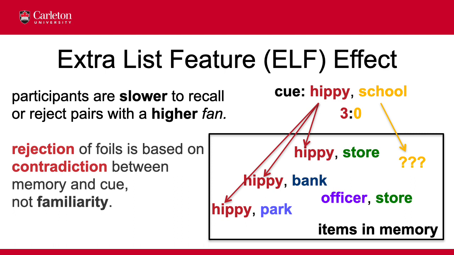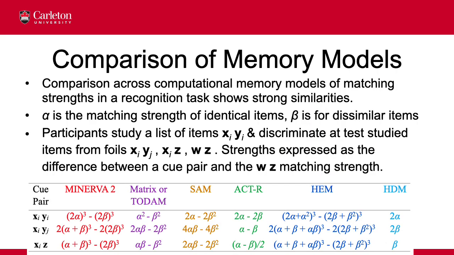The theory here is that the rejection of foils is based on detecting a contradiction between memory and the cue, and not based on familiarity of the cue. The fan effect and extra list feature effects pose a challenge for existing computational memory models. Computational memory models allow us to formalize our theories of how human memory works. While there are many models, mathematical comparisons of the behavior of these models reveal strong similarities.